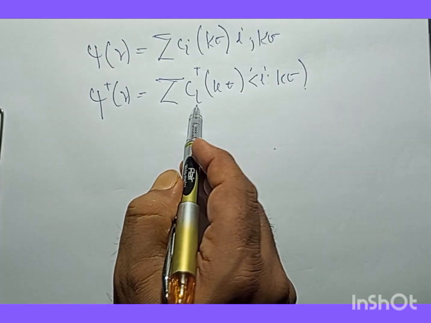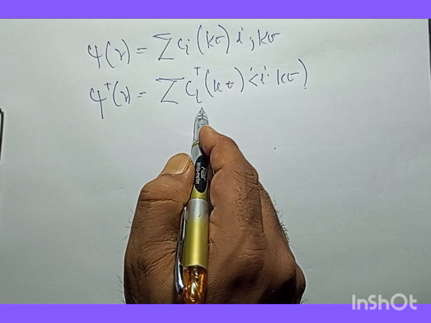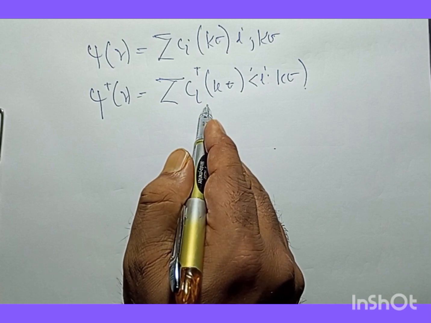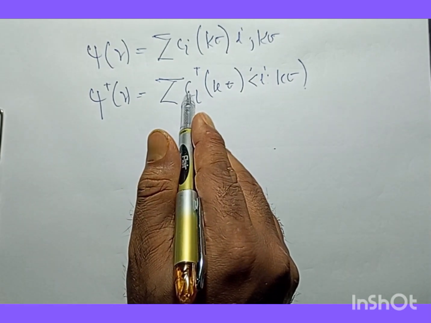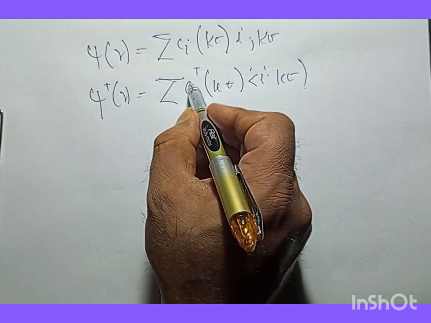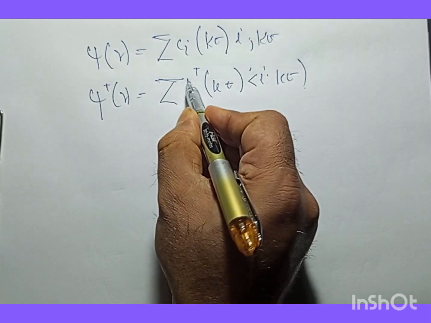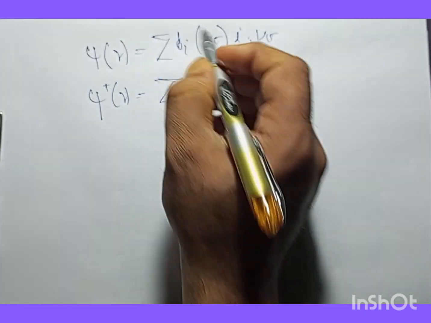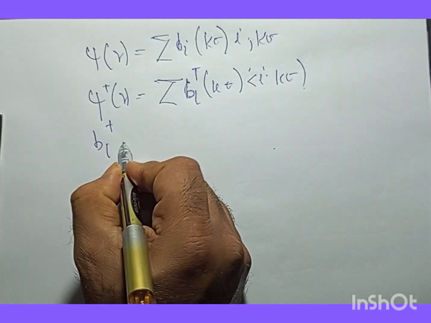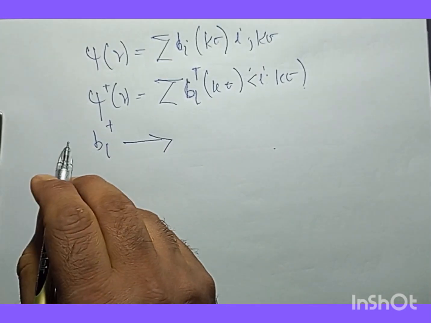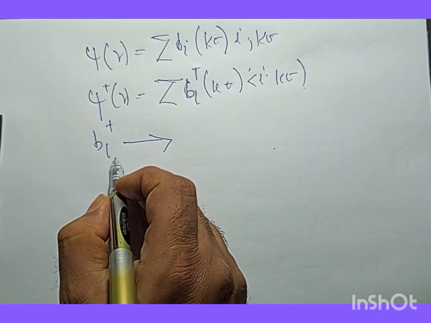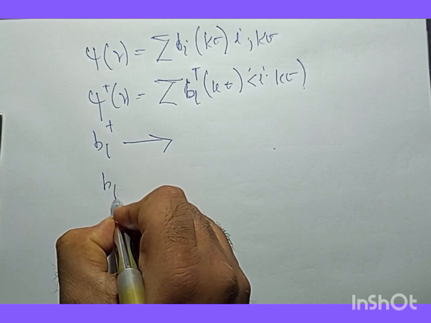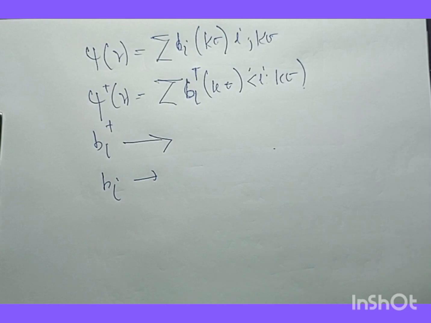And here this c† and c are again the creation and annihilation operators for conduction electrons. I think it will be more precise, because I have been using b† for electrons, so let me use b_i† and b_i. This b_i† is the creation operator for the conduction electrons or holes, and b_i is the annihilation operator for conduction electrons or holes.